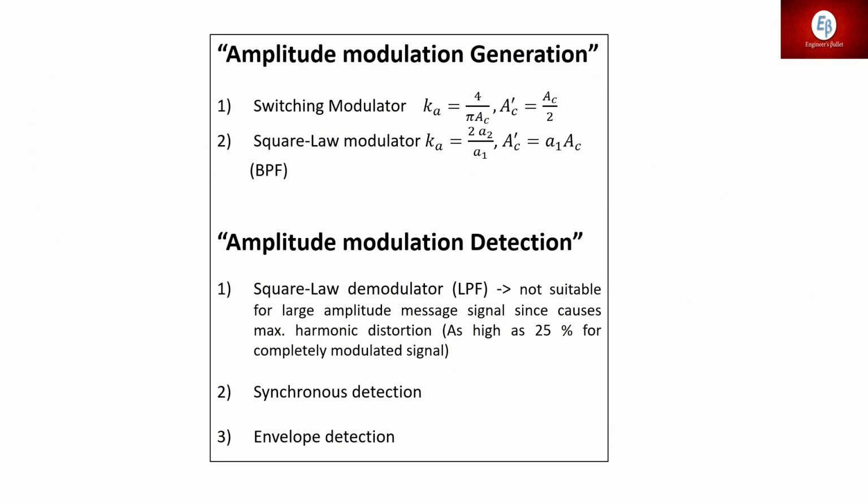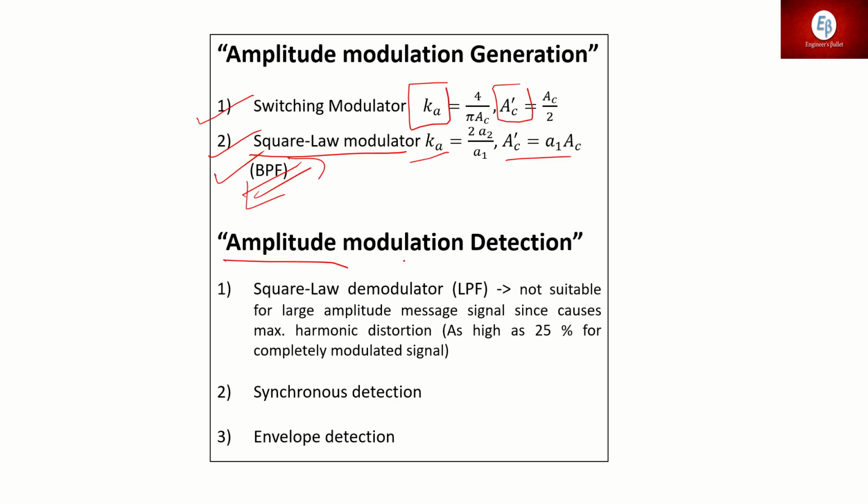So now we will start with the generation and detection of amplitude modulation. In amplitude modulation generation, there are two methods which are used. First is the switching modulator, and by using the switching modulator we can find out the modified parameters of amplitude sensitivity and carrier amplitude. Next is the square law modulator, which is important from the numerical point of view. Here Ka is equal to 2A2 by A1, and AC dash, the modified carrier amplitude, is A1 into AC. In the square law modulator we use the band pass filter. This is an asked question: which type of filter is used in the square law modulator.